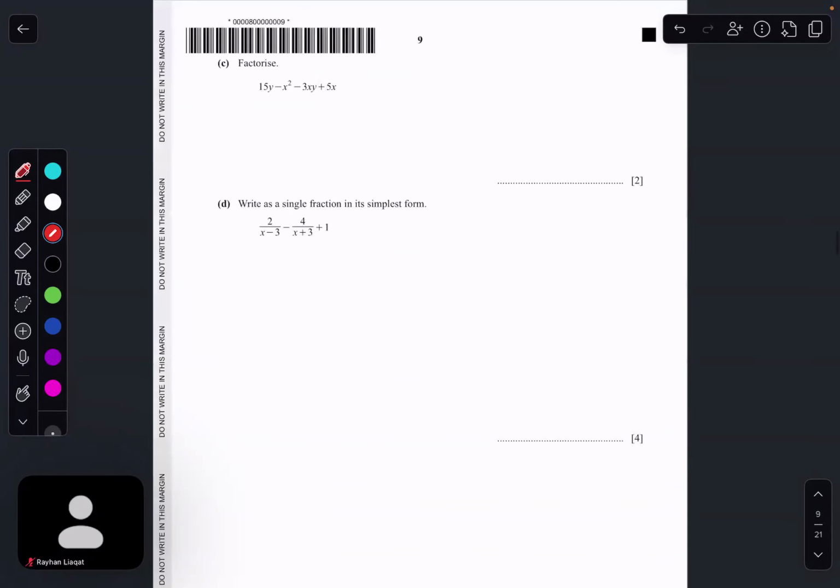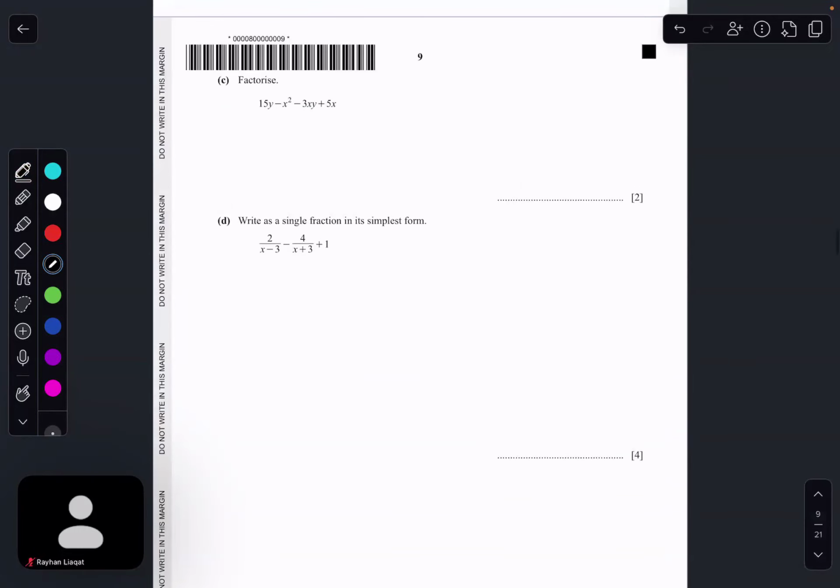Next, C part. We have to factorize. Now, what do we factorize? First of all, let's see what is common between the first 2 terms and then the second 2 terms. Like this, we are going to take common. So in the first 2 terms, we have x. No, we don't have x. Okay, let's just group the like terms. 3xy, right? Now we can take common. And minus x squared plus 5x.